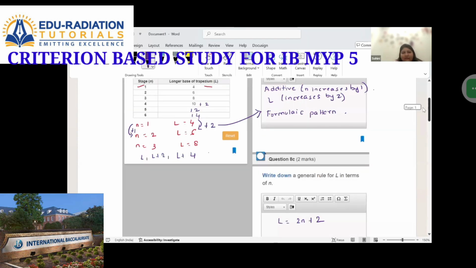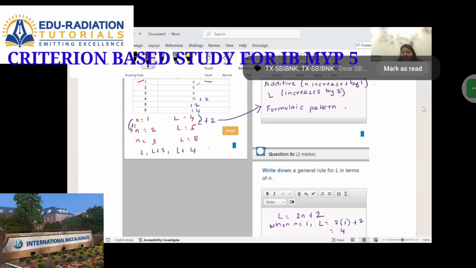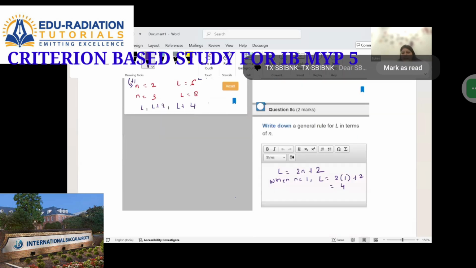Now let me verify it for a few things. When n equals 1, what is L? L becomes 2 times 1 plus 2. You see, that is equal to 4. Here I got 4. Same thing if I verify with L when n is 2.